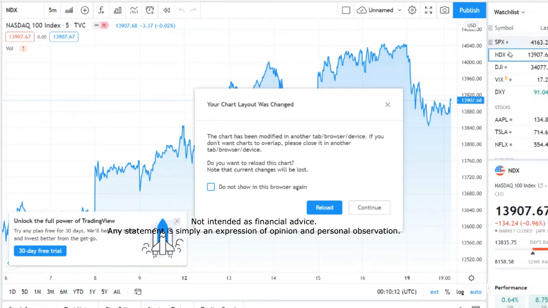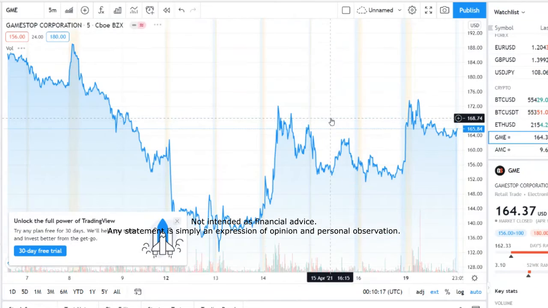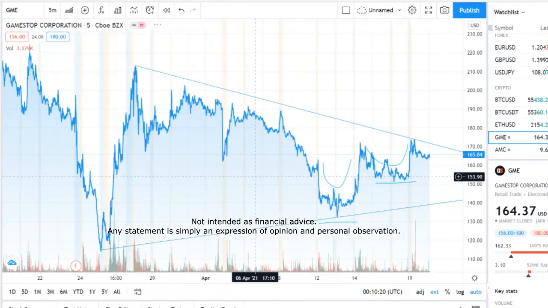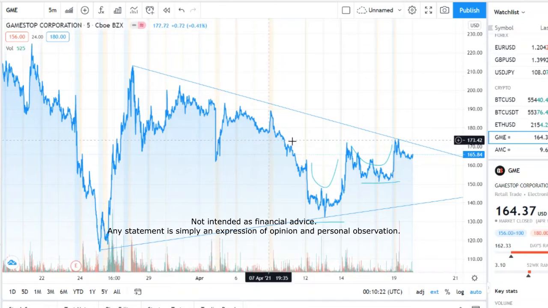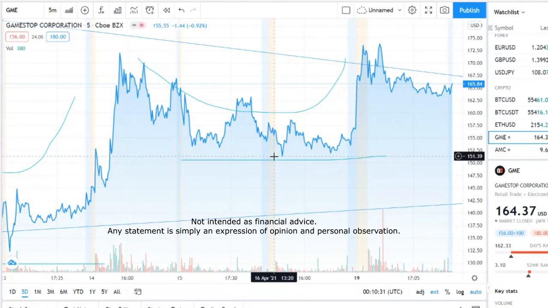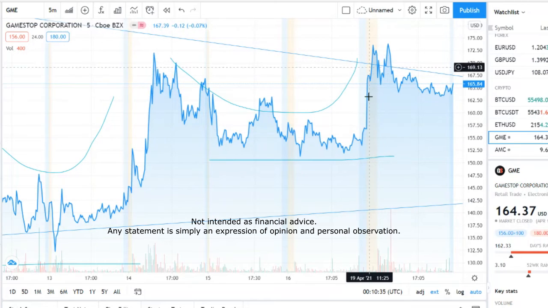Now let's take a look at GameStop really quick. Let me pull it up here. Okay, so with GameStop, we are currently within that channel. We can see that this is the last month here. If I go ahead and go to the 5-day, we can see that we did spike big today.